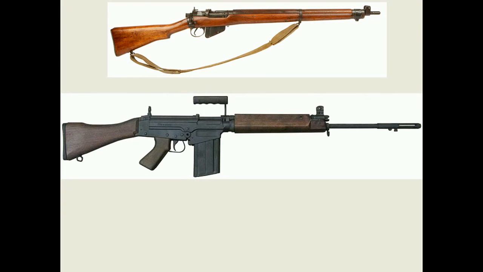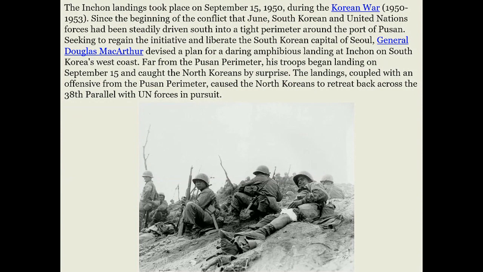So, all right. This is more about the Incheon landings. Since the beginning of the conflict in June, South Korean and United Nations forces had been steadily driven south. Far from the Pusan perimeter, his troops began landing on September 15th and caught the North Koreans by surprise. So, helping the South Koreans, but also hitting them from behind. The landings, coupled with an offensive from the Pusan perimeter, caused the North Koreans to retreat back to the 38th parallel. And that's South Korean troops here with American troops.